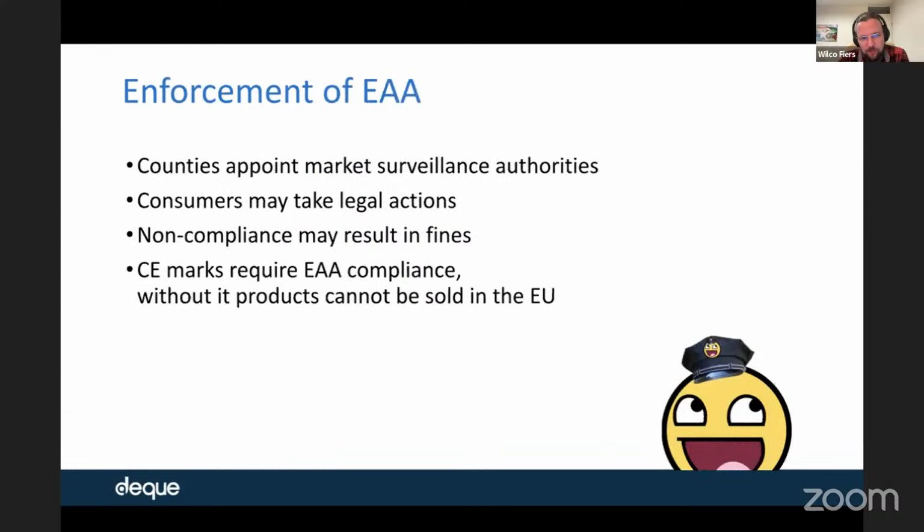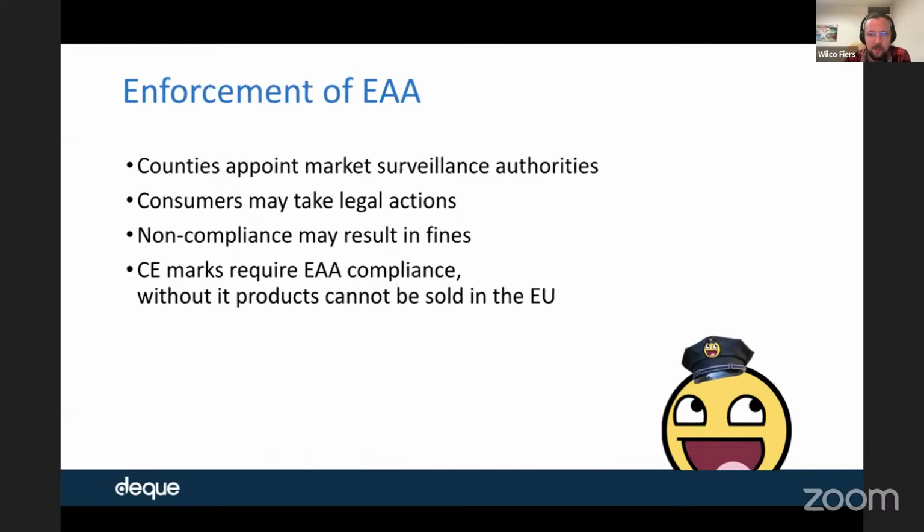Then on enforcement, because of course, countries, as I mentioned already, are going to appoint their own surveillance authorities. These are likely existing surveillance authorities. In most places, what we're seeing is different industries already have their surveillance authorities, and these are generally being appointed the role of having to do the surveillance on the EAA as well.